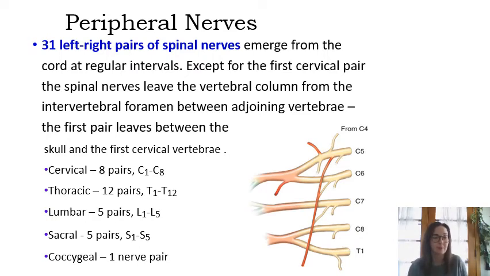All right, so you have 31 pairs, and they're basically numbered just the way that we numbered the vertebrae. The only difference here is that with your vertebrae, you have 7 cervical vertebrae. Here we've got 8 pairs of cervical nerves. And that's because you've got 1 pair of cervical nerves that comes out before the first cervical vertebra and 1 pair that comes out after. So 8 pairs of cervical nerves, 12 pairs of thoracic nerves, 5 pairs of lumbar nerves, 5 pairs of sacral nerves, and then 1 pair of coccygeal nerves.